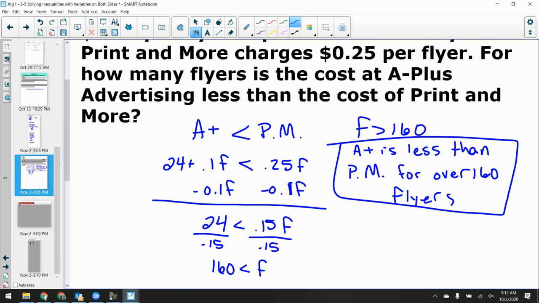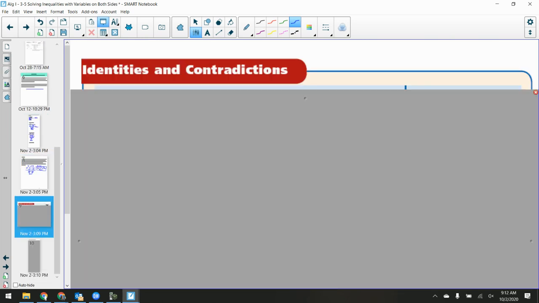Like the last thing that we did in equations was identities and contradictions. This is when the variables canceled out. Guys, when the variables canceled out and you got something true, what was your answer? Like if you got 6 equals 6, what was your answer? All real numbers. If you got like 1 equals 6, what was your answer? No solutions, right? So it was either all real numbers or no solutions. Remember, when that happens, you either get a true statement or a false statement.